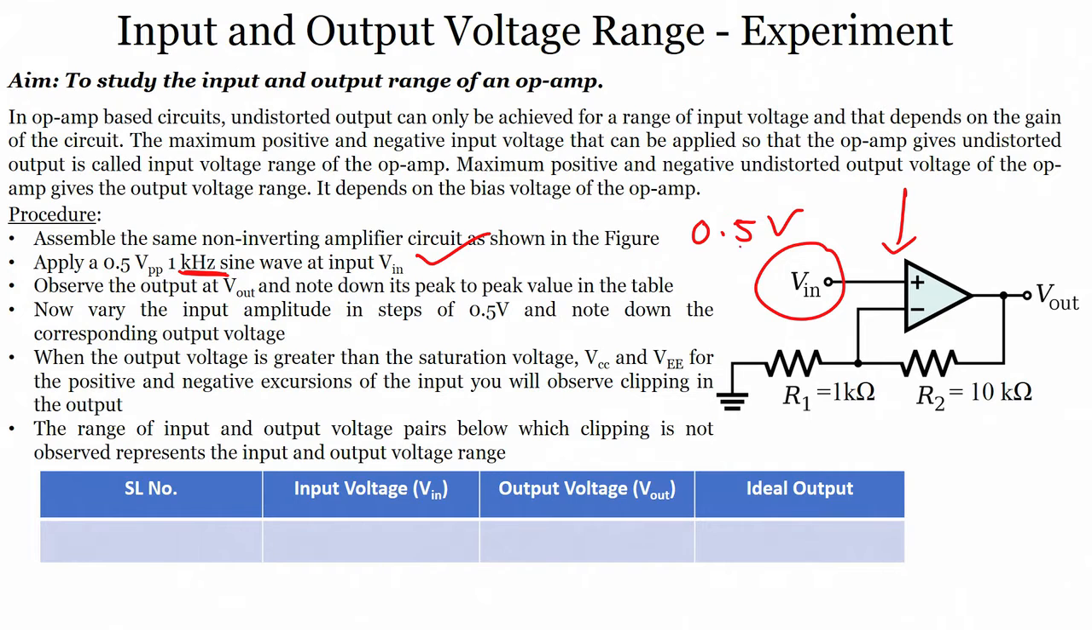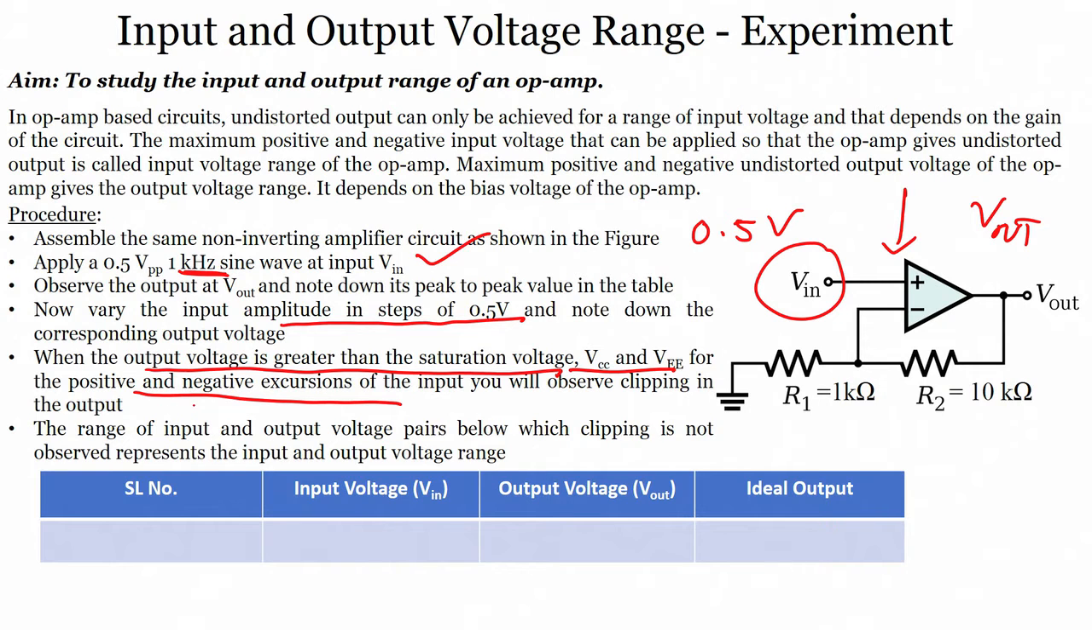Once we apply 0.5 volts, we will see what the output voltage Vout is, right. Then we apply another 0.5, adding 0.5 to 0.5, that will be 1. So, now we vary the input amplitude in steps of 0.5 volts and note down the corresponding output voltage. That means initially 0.5, then 1, then 1.5, then 2, then 2.5. Now, one very important thing is, when the output voltage is greater than the saturation voltage VCC and VEE, for positive and negative excursions of the input, we will observe clipping at the output.